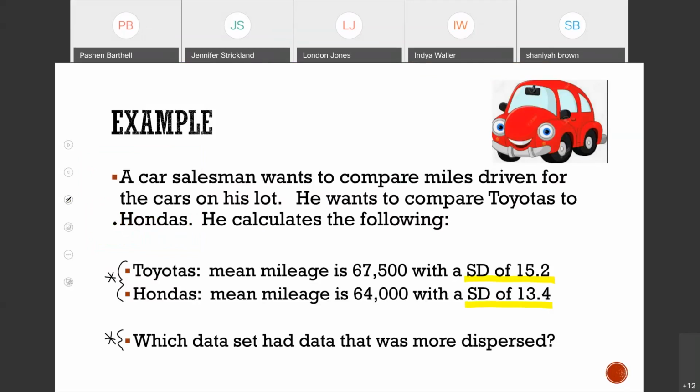So super easy. We look at this and we say, hey, the standard deviation here is bigger, so the Toyota data is more spread out. Right? Because it has a bigger standard deviation. So I'm going to write that down. Because it has a bigger standard deviation. All right, so that should seem really easy, right? I mean, you're just looking for the bigger number, and then that one's going to have data that was more spread out.